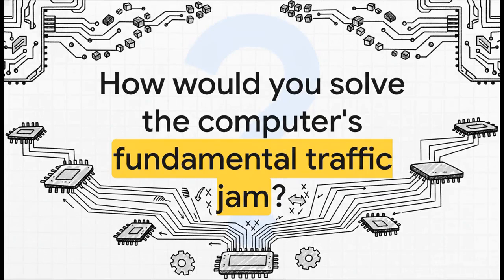We've built our computer from the ground up, and in the process, we've uncovered its single biggest limitation. This leaves us with a really fascinating challenge, one that engineers are tackling every single day. So now that you understand the blueprint, how would you solve it? How would you design a better highway to finally get rid of this fundamental traffic jam?